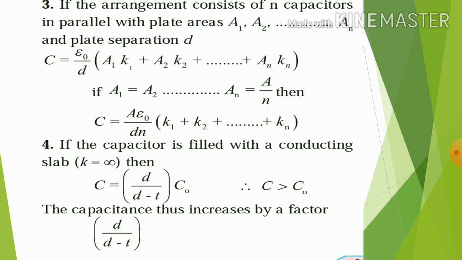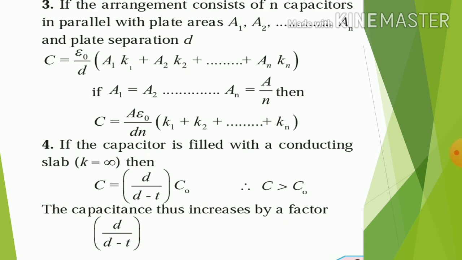Then if A1 equal to A2 up to An equal to A upon n, then we can write the capacitance C equal to A into epsilon 0 upon d into n, in brackets K1 plus K2 plus and so on plus Kn. This is the third special case.